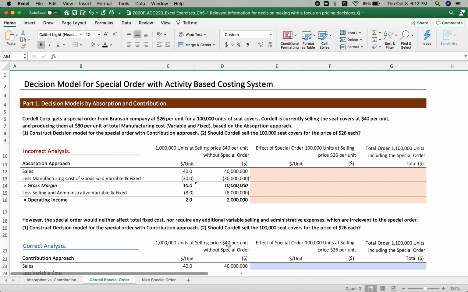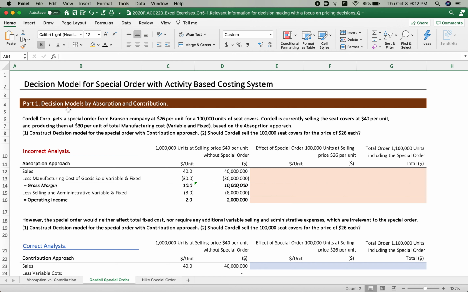We are going to practice how to create an income statement by the absorption approach and contribution approach, so that we can identify how these two different types of decision models will affect this special order, accept or reject.